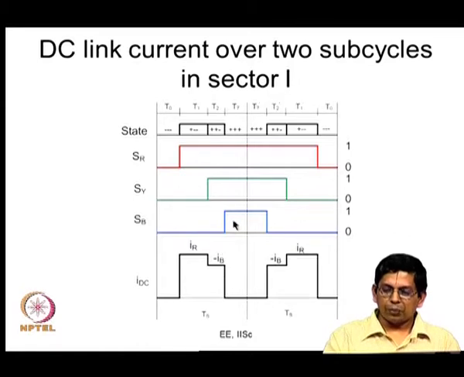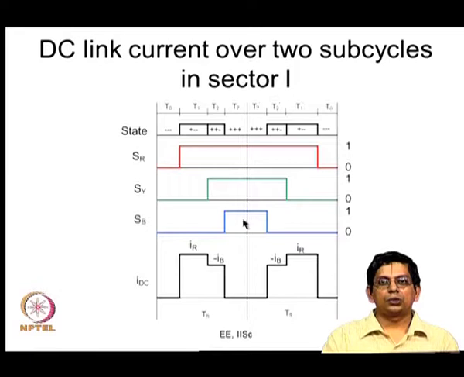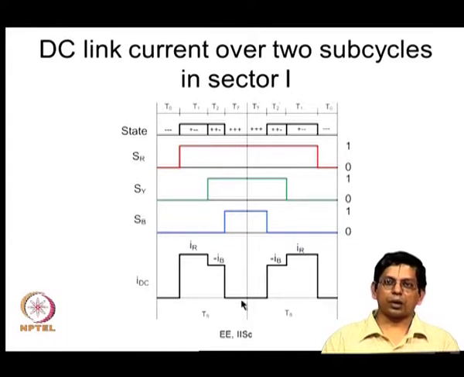Once again, after B also switches, what happens? Now, all the top devices are on. So, SRIR is equal to IR, SY is 1, therefore SYIY is equal to IY, SBIB is equal to IB. So, IR plus IY plus IB is 0, because it is again a 3 wire system, the sum of 3 is 0. So, once again you see there is an inverter state being applied.